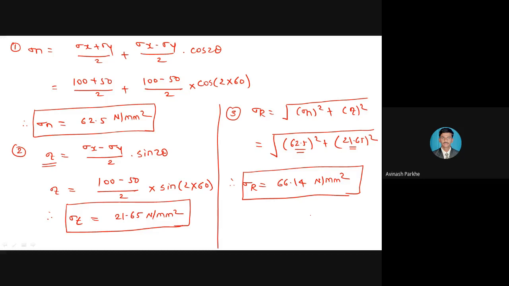We only have to identify whether the given numerical is based on case number 1, 2, or 3. How to identify case number 1? Only a single force, or sometimes only a single stress, will be given. Then it is uniaxial. If two stresses are given in the statement, whether tensile or compressive, we can say the problem is based on case number 2, where it is subjected to biaxial stresses, that is sigma x and sigma y. So this is problem number 1.